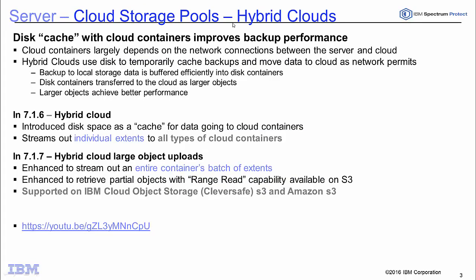Let's start with cloud storage pools utilizing a hybrid cloud approach. A lot of times we call this disk cache, and what this disk cache does is it improves our backup performance. Because cloud containers are largely dependent on the network connections between the Spectrum Protect server and the cloud container, what we do with our disk cache is that we back up initially to some temporary cache backup space on the Spectrum Protect server, and then as we have availability on the network, we feed that data out to the cloud container. This buffering makes the backup more efficient.